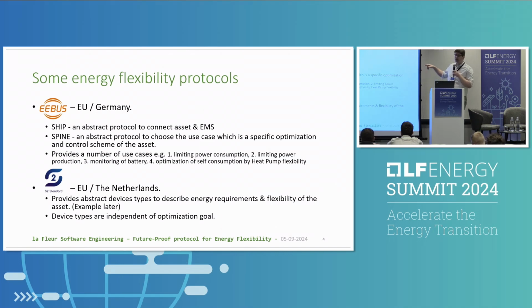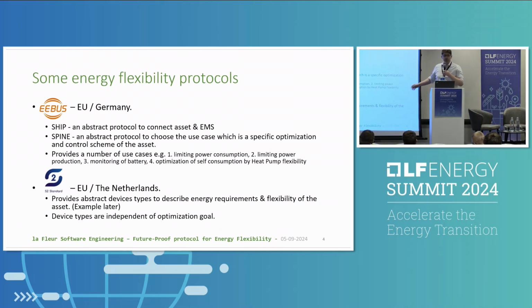The second tier is called SPINE, which is a generic data model, which allows the usage of specifying some type of optimization goal and or energy or information about an energy asset in a very generic way. And then lastly, we have something called use cases. So use cases can be something like limiting power consumption or production, monitoring a battery, or even optimization, self-optimization of self-consumption by using heat pump flexibility. So shifting the heat pump in some certain way to coincide more with, for instance, solar panels. Now these use cases, they are specified using SPINE and they are communicated over the wire using SHIP. So this is how these three tiers work together.